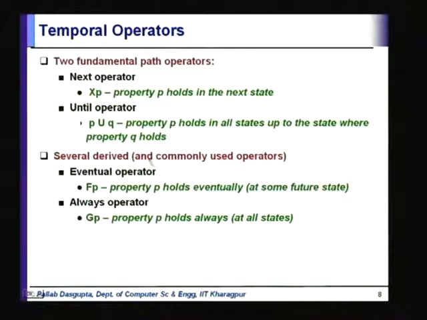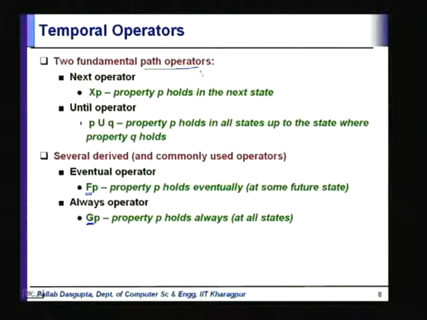Now, out of these we can derive some other commonly used operators. We will see how we can derive them out of these basic two. Fp, F stands for future. This means that property p holds eventually at some future state, and we have Gp, which stands for globally. Gp means that property p holds always at all states. But at all states, at some future state of what? Of a path. So, these are all interpreted over paths, these are path operators.